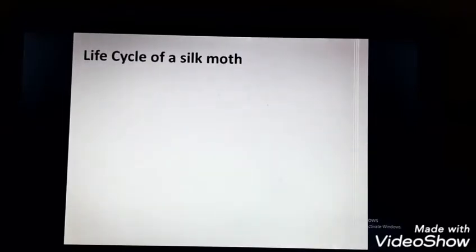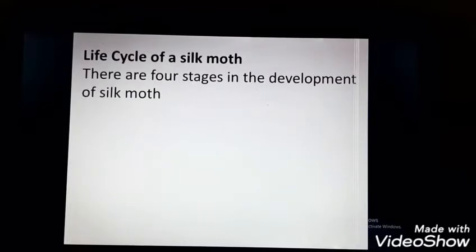So first of all, we should understand what we mean by life cycle. Life cycle represents various stages which are involved in growth and development of an organism. In the life cycle of silk moth, there are 4 stages during the development. What are these? These are egg, larva, pupa and adult.